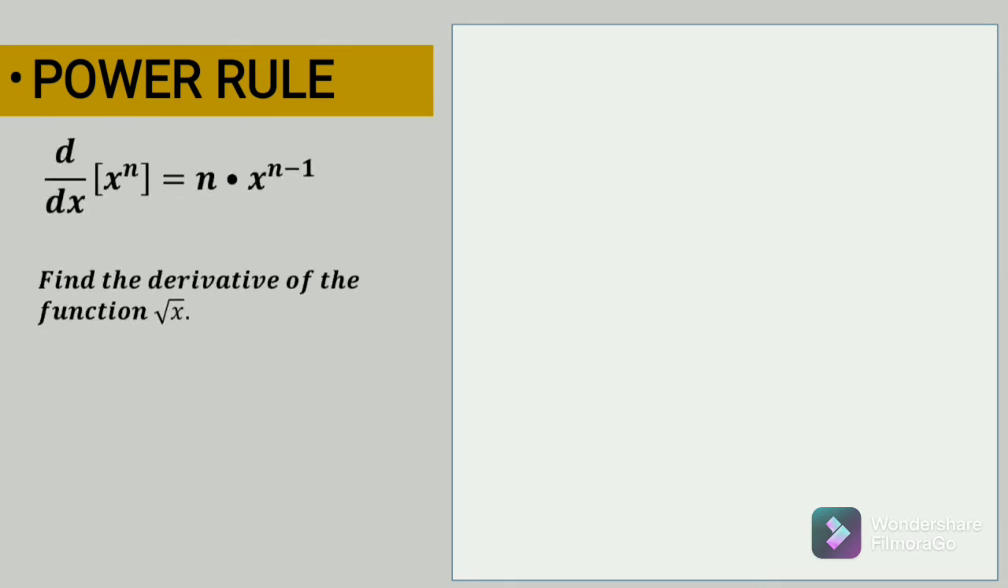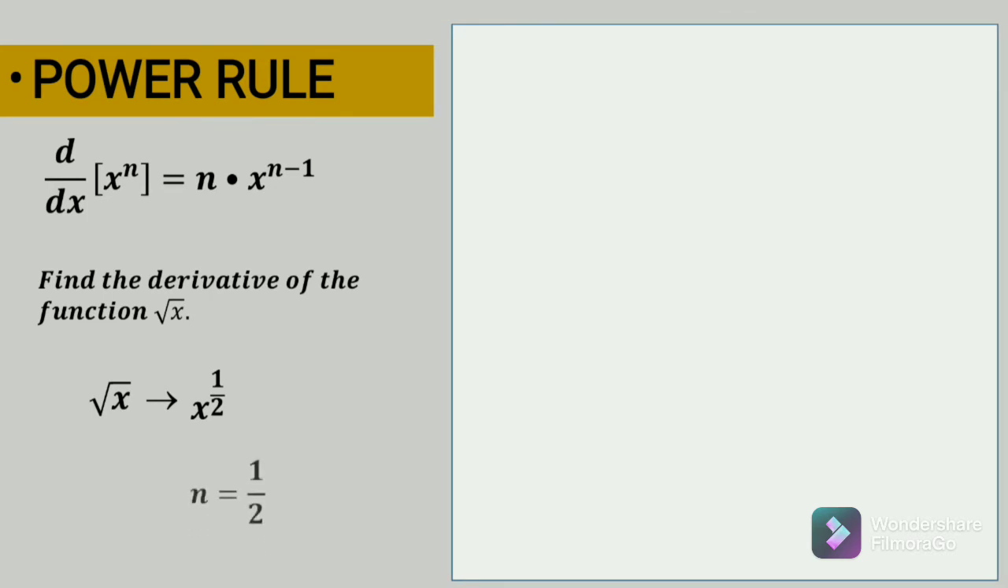Find the derivative of the function square root of x. The given expression is square root of x. Since we cannot apply the rule directly, since it is in radical form, we must rewrite it into the form of x to the power of n. So the square root of x can be written as x to the power of 1/2.